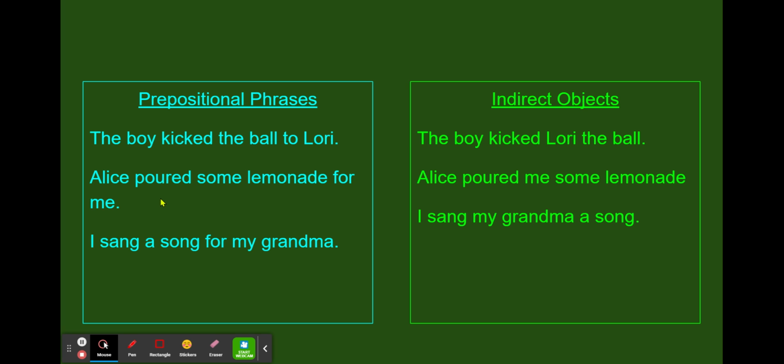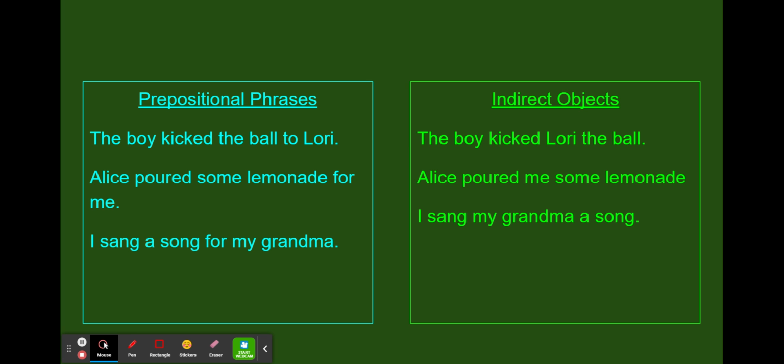Same thing here. Alice poured some lemonade for me. For me, prepositional phrase. But Alice poured me some lemonade. Now we have an indirect object. The receiver of the lemonade is between poured and lemonade. I sang a song for my grandma, prepositional phrase. But I sang my grandma a song. What did you sing? You sang a song. And who received that song? Grandma. So grandma is your indirect object.